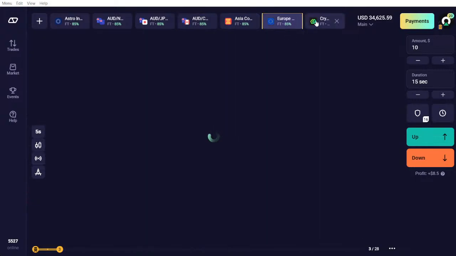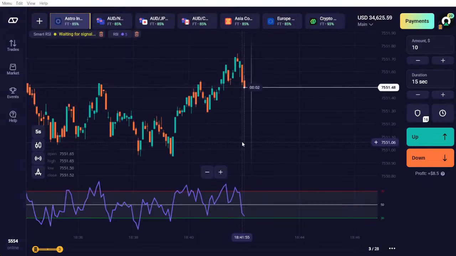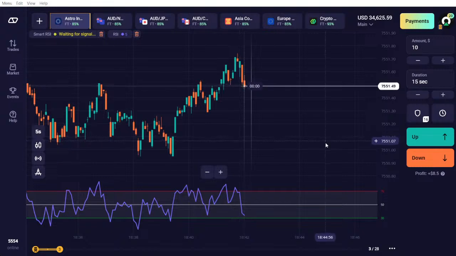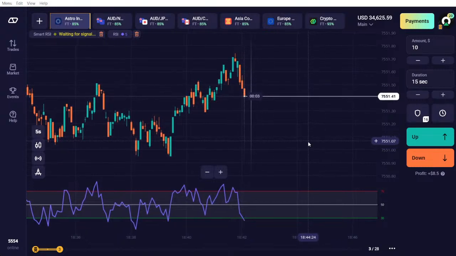Now it's a very aggressive strategy, back-to-back signals are going to be there, so do not fall for signals which are quite old, or where 2 or 3 seconds have already passed. Just wait for the signal. Once it's there, just open the trade.